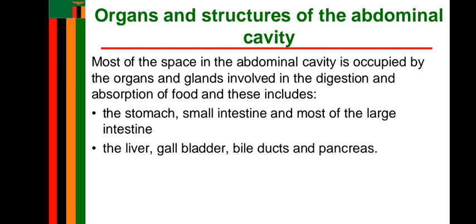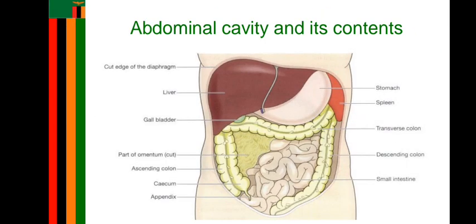Most of the space in the abdominal cavity is occupied by organs and glands involved in digestion and absorption of food. These include the stomach, the small intestine, most of the large intestine, the liver, the gallbladder, the bile duct, as well as the pancreas. This is a very good structure that shows and exposes the abdominal cavity and its contents.